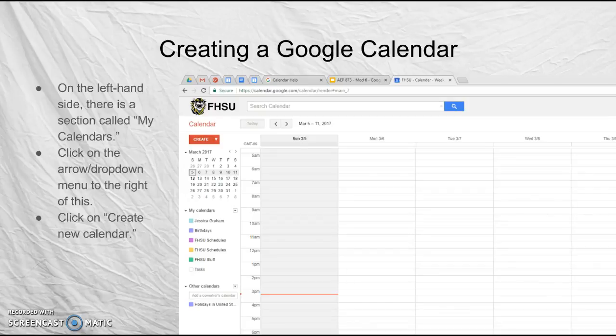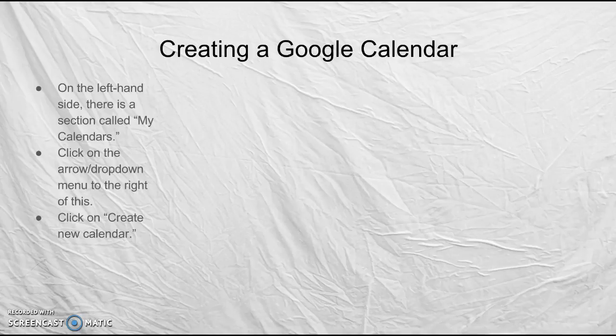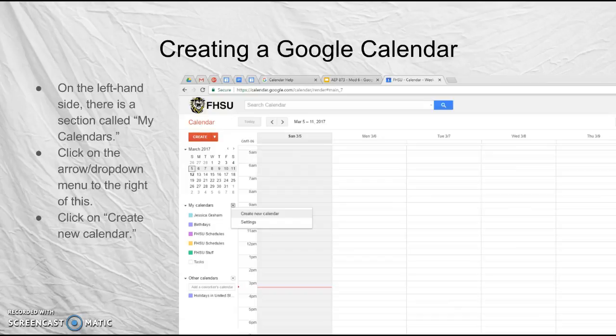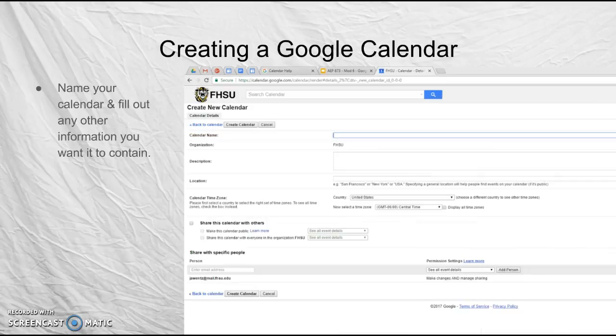Once you go there, on the left-hand side, there's a section called My Calendars. And then there's a little arrow there, and that arrow is a drop-down box, and you'll click on that arrow, and then you'll click on Create New Calendar. And then once you're there, you can name your calendar, and I would give it a name that actually has some meaning so you'll know why you have that calendar or what that specific calendar is for. And then you can also go in and put in any other information that you want. If you want a description of your calendar, you can do that.